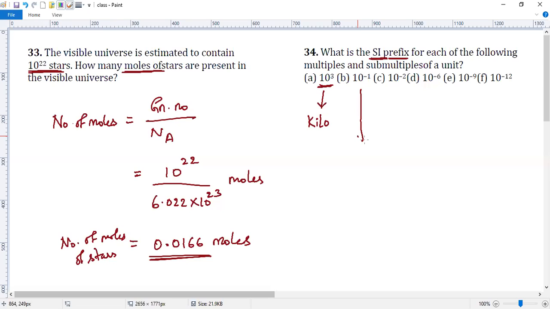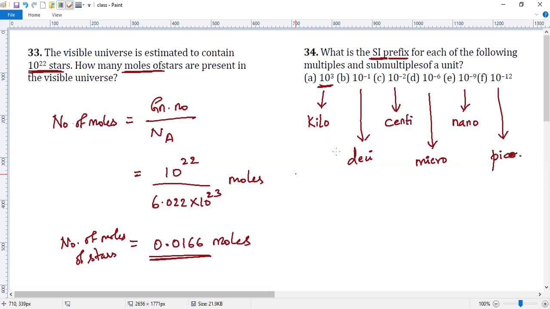10^-1 is deci. You might have come across decimeter. 10^-1 meters is nothing but a decimeter. And 10^-2 is centi, as in centimeter. 10^-6 is micro. 10^-9 is nano. 10^-12 becomes pico. So these are the answers you should have written: kilo, deci, centi, micro, nano, and pico. These are the prefixes.